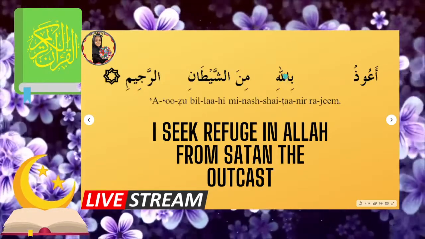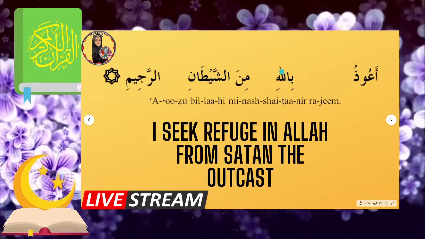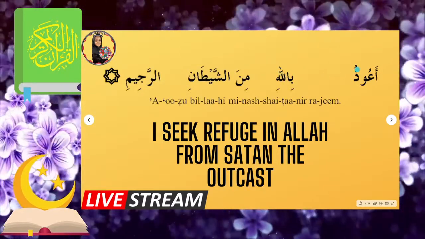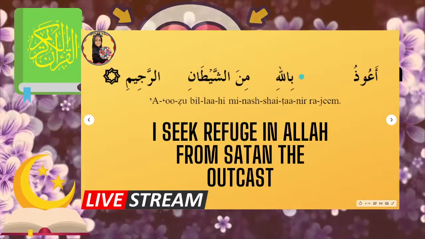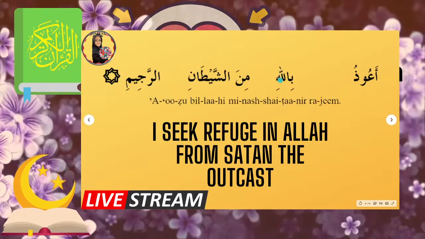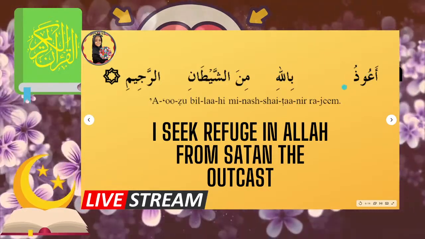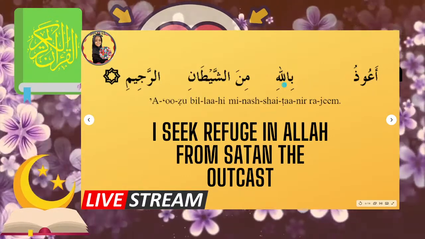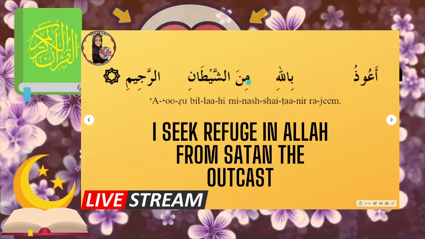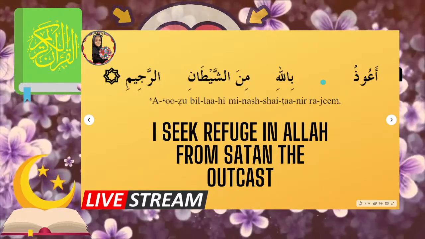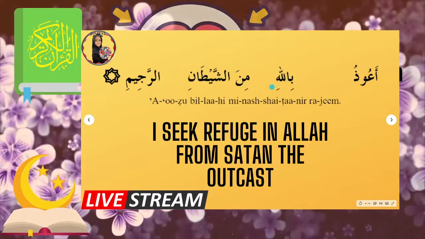And then there is Lam with Shad. There's Alif with Shad and the little Alif, which means A'udhu billah. And then here is Ha, which means Ha Kasra hi. A'udhu billahi. And then here is Mim. Mim Kasra Mi. A'udhu billahi mi.